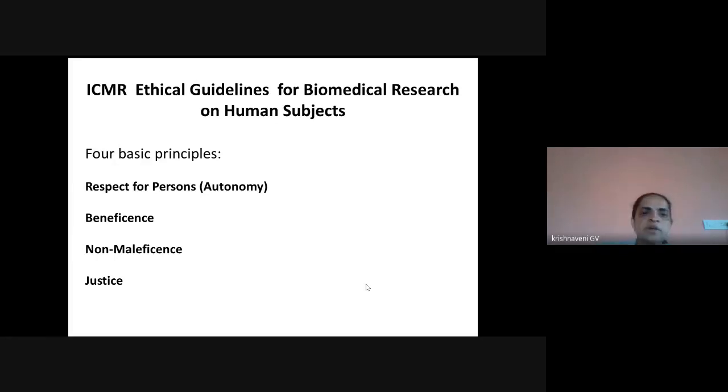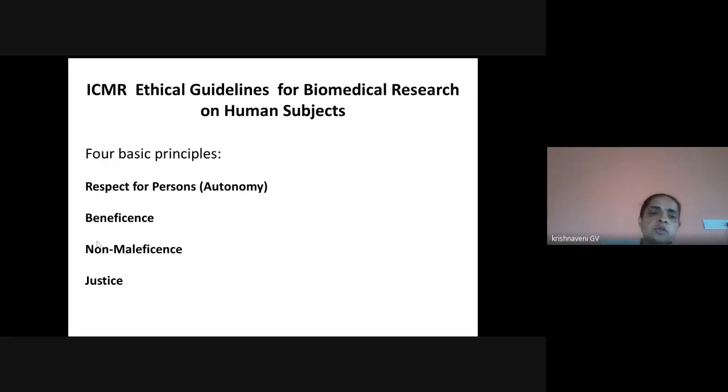Even if a doctor is in power, the patient has to take part in the research voluntarily. The patient, as a research participant, should have the full autonomy to decide whether they want to take part in the research or not. The second basic principle involving ethics in biomedical research is beneficence. The beneficence aspect is that the research should directly or indirectly benefit the person who is taking part in the research as well as society at large.